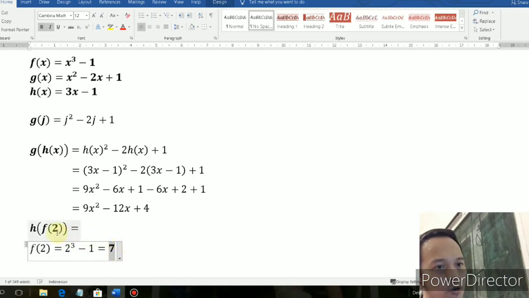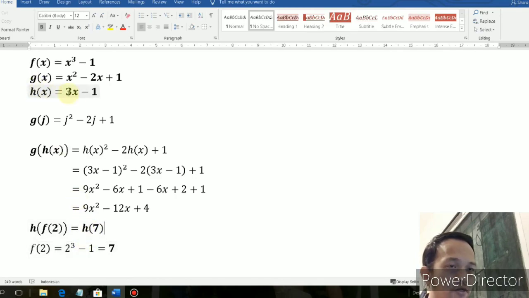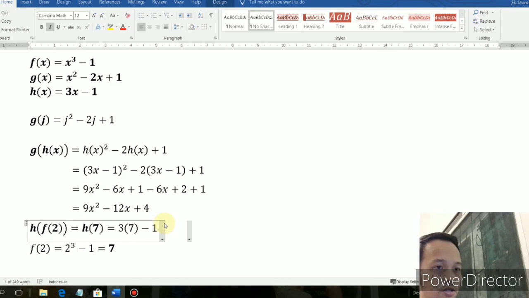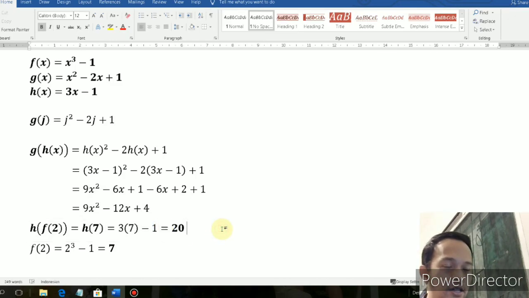So I can go back to the original question. h of f of 2 will be equal to h of 7 since f of 2 equals 7, right? So now I can go further. h of 7 means the value of y of the third function when x equals 7. So I just do that and I find 20 as my final answer.